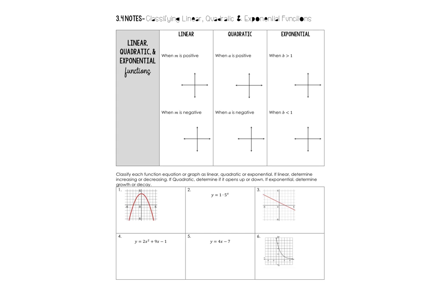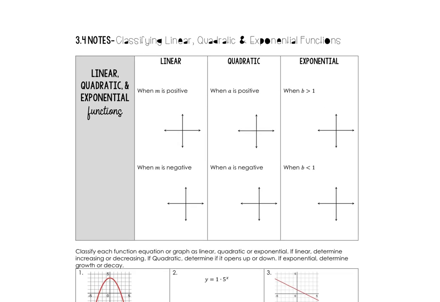All right, so today we're going to be looking at 3.4, and we are going to look at the three types of functions that we're going to focus on moving forward this year. We are going to be looking at linear functions, which should be very familiar from pre-algebra. But then we're also going to be talking about these other two types of functions, quadratic and exponential.